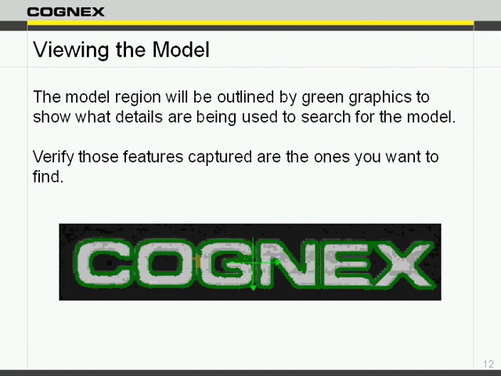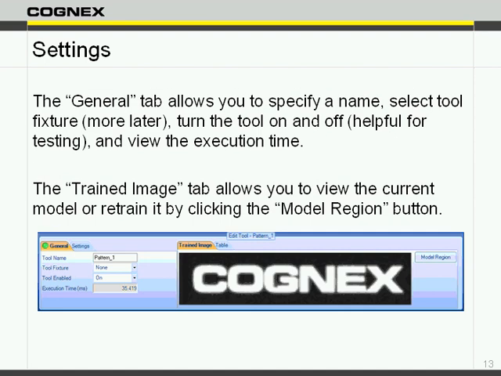Again, here you can see we've set a little bit easier to see there. You can see that in the model the edges are all defined with green, and you have the crosshair that says, yes, I found it. In the tool itself, in EasyBuilder, you can see there are 2 different tabs there. This is the General tab, where you can take this tool. By default, it just comes up Pattern 1, but you could change that name, Cognex logo, whatever, and save it.